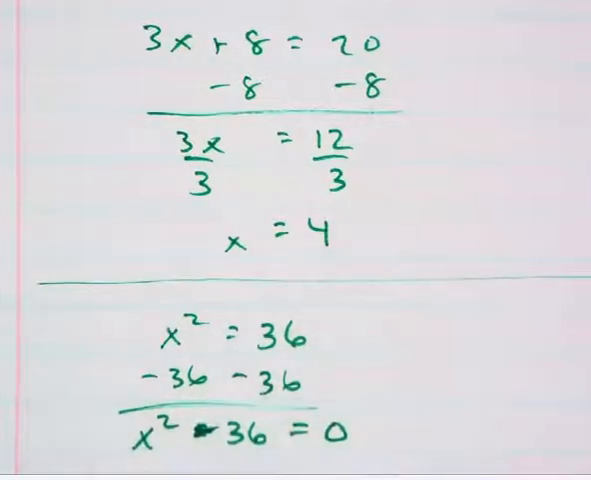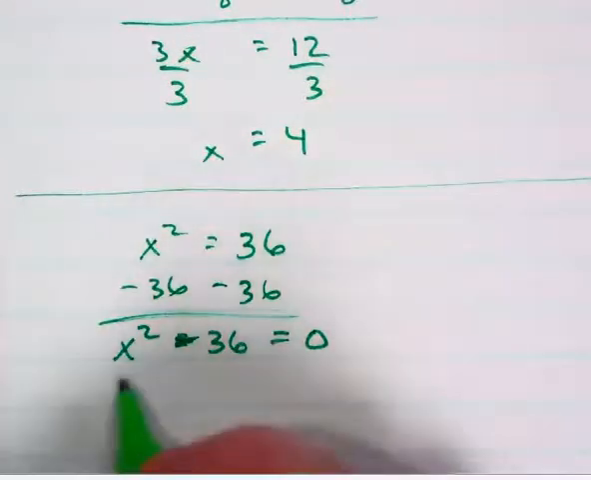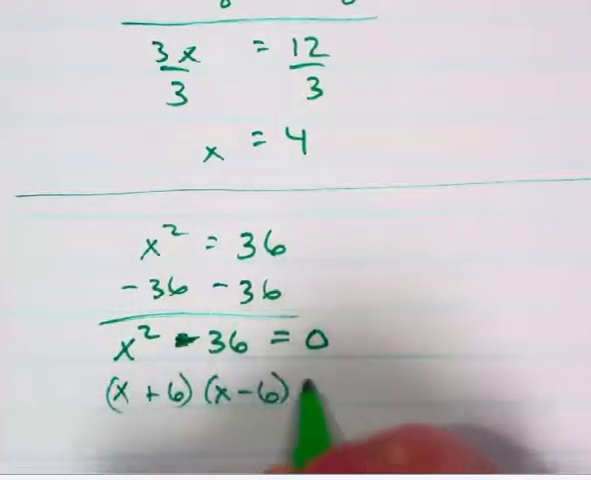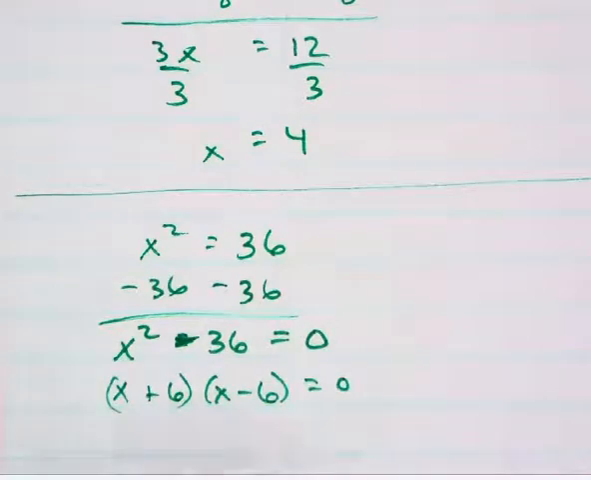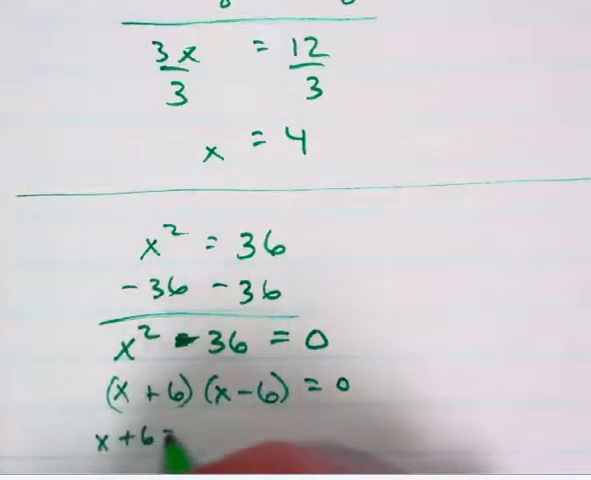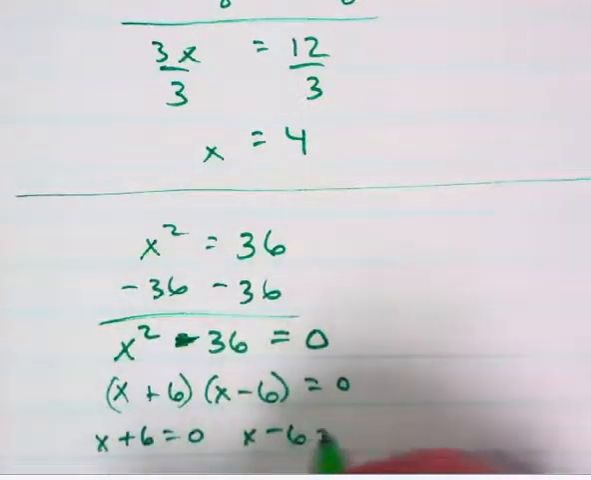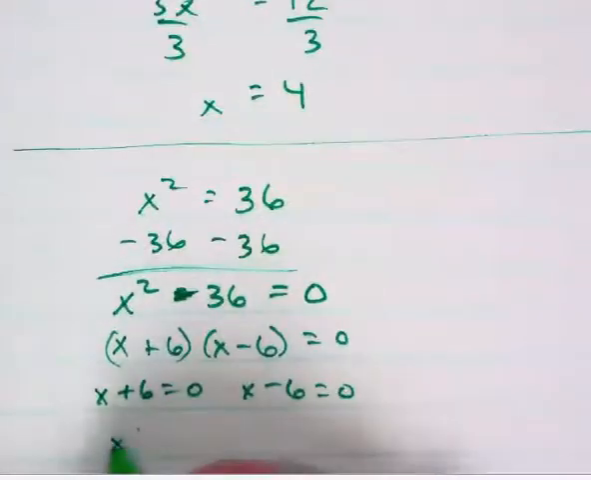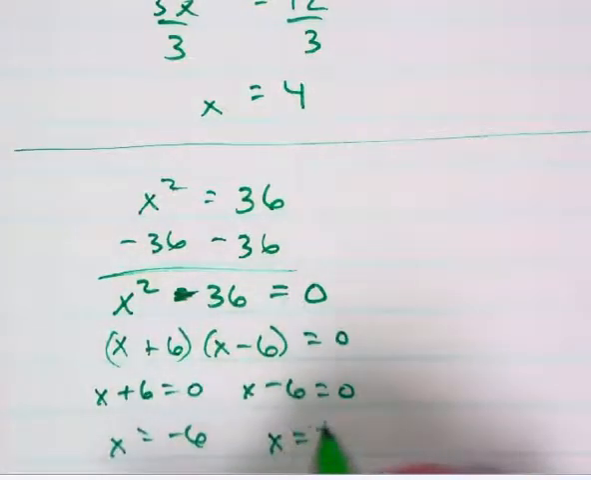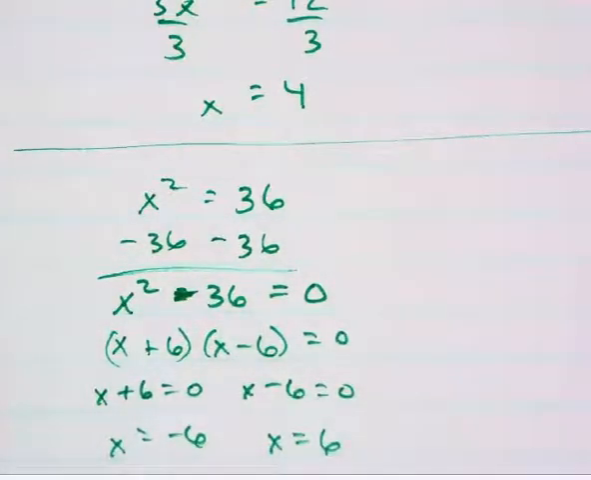Now I should recognize that as the difference of perfect squares. So it would be x plus 6 times x minus 6 equals 0. Set each of these factors equal to 0, and get that x is negative 6 and positive 6. But there's actually a slightly quicker way to do this. I'd like you to recognize that that was a difference of perfect squares. There is no regular x term, just x squared and a number.